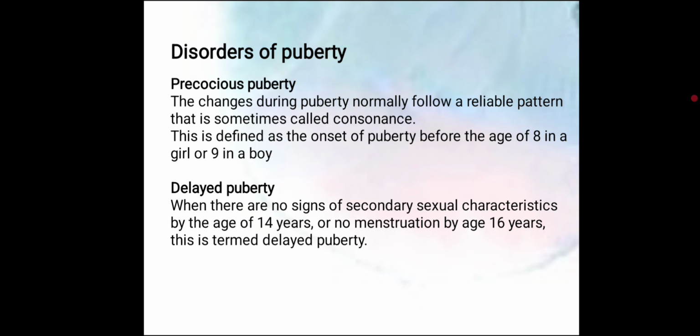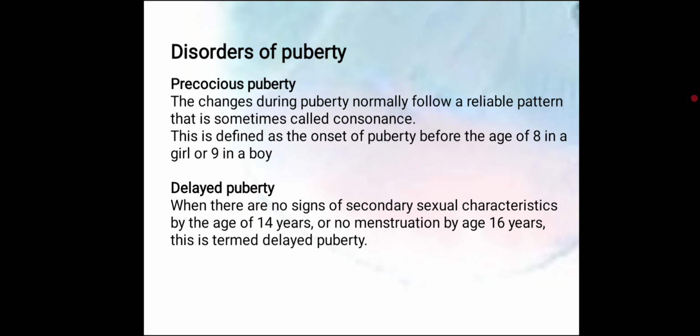Abnormalities or pathology associated with puberty are either precocious or delayed puberty, as puberty normally follows a reliable pattern and can sometimes be predictable. So we can define precocious puberty as the onset of pubertal changes before the age of 8 years in girls or 9 years in boys.